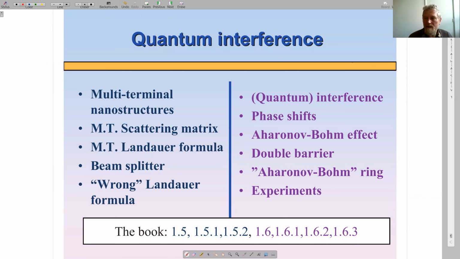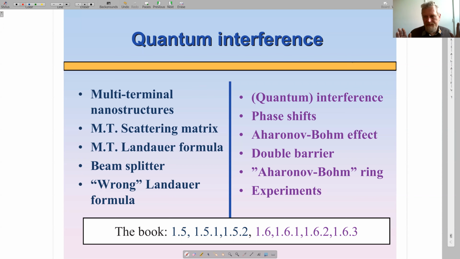Today we will talk about quantum interference. That's actually, if you wish, what makes quantum transport quantum: interference effects, in fact.